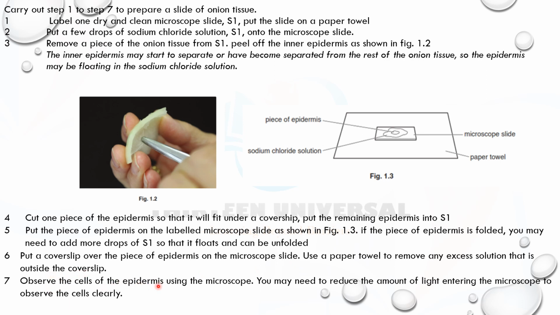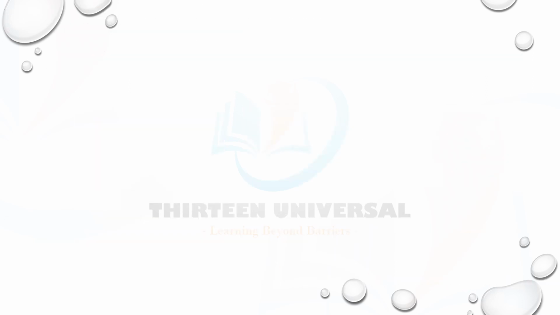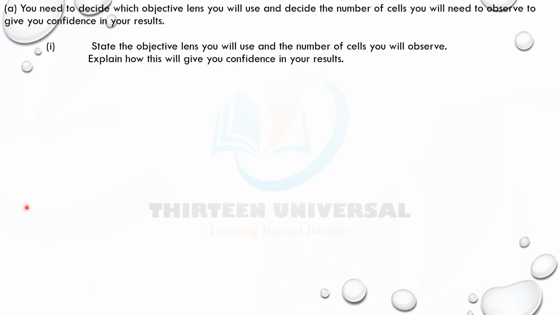Observe the result of the epidermis using the microscope. So you put it under the microscope, and you may need to reduce the amount of light using the diaphragm of the microscope, under the stage where the light is. So regulate it, reduce the light entering the microscope to observe the cells clearly. So these are the instructions. Now the questions, let's go.